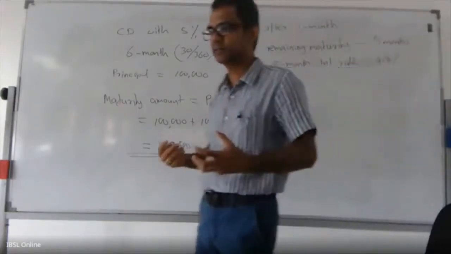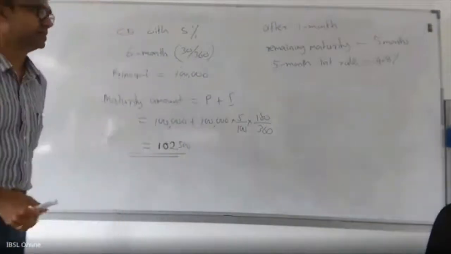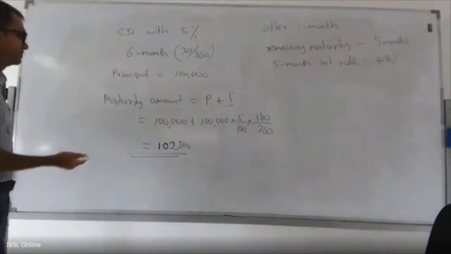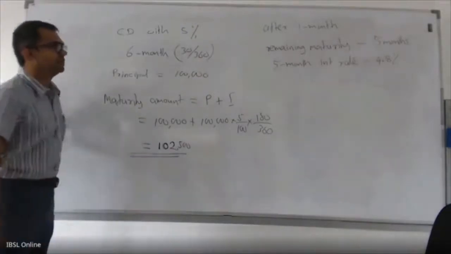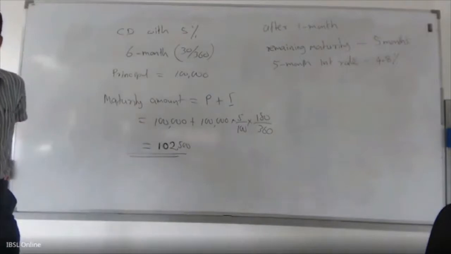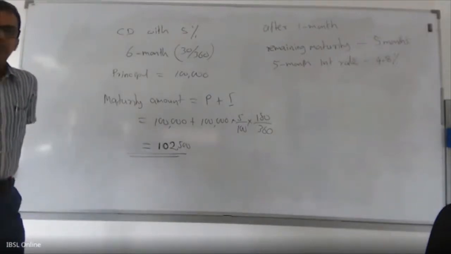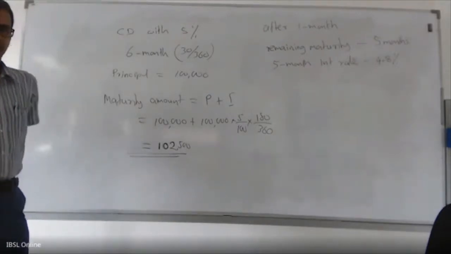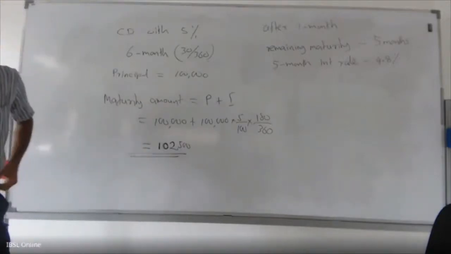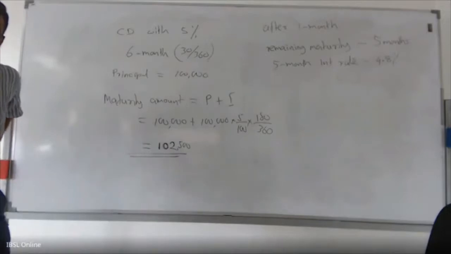That means, what is the amount that you will receive, or what is the amount a possible buyer of this FD or the CD will pay you? What is the amount an investor will pay you, or if you are an investor, what is the amount that you will pay to buy this instrument? How do you calculate?